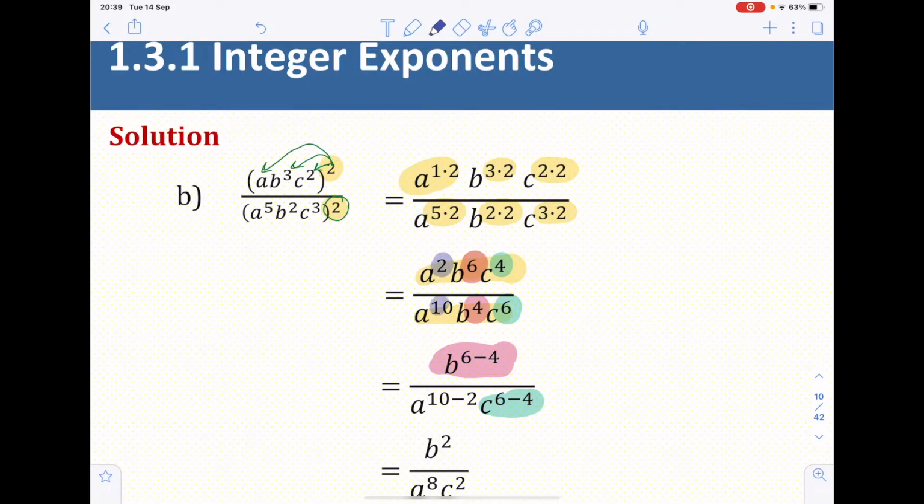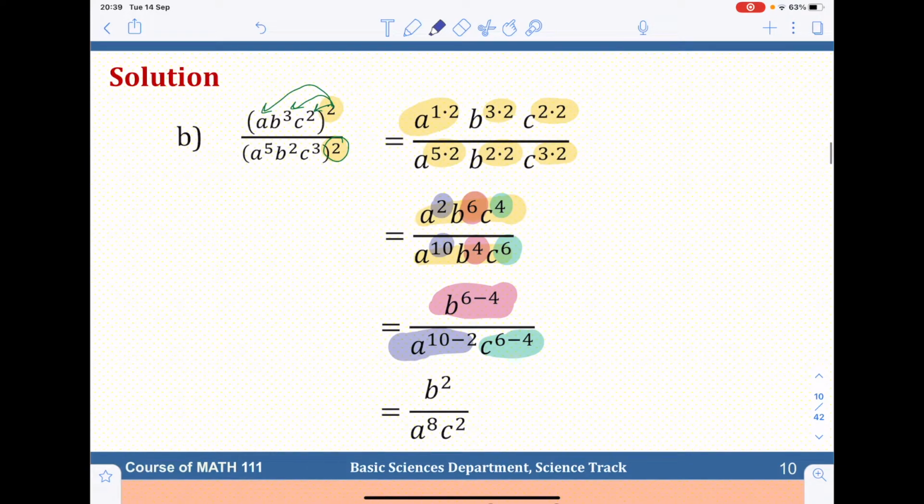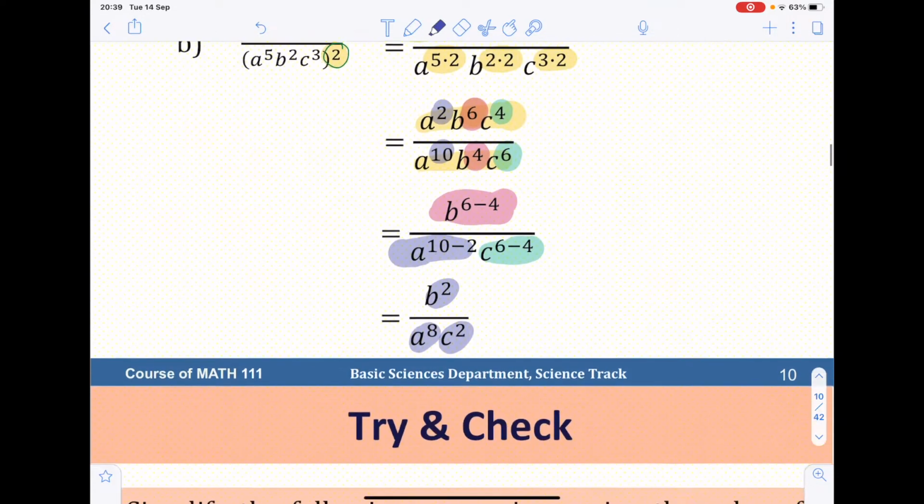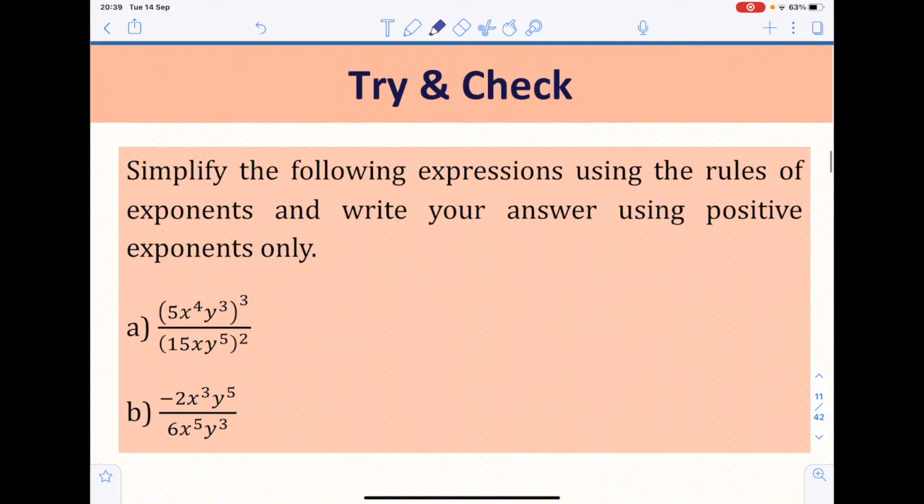So the same thing in the last number. Here I have 2 and here I have 10. So 10 is more, so I'll do the subtraction down. So the answer would be B to the power 2 times A to the power 8, C to the power 2. So let's do this part.